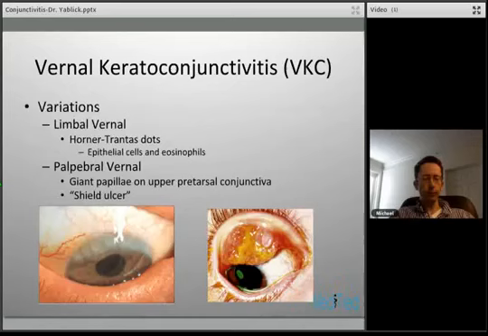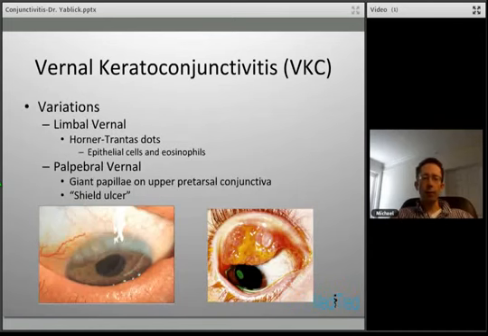And so vernal keratoconjunctivitis actually has a few different variations. One called limbal vernal. You can see a picture there on the bottom left where they're characterized by Horner-Trantas dots. So it has sort of this gelatinous appearance at the limbus. And then centrally you can see in some of those gelatinous areas there's a raised elevated white dot. And these dots are basically degenerated epithelial cells and eosinophils.